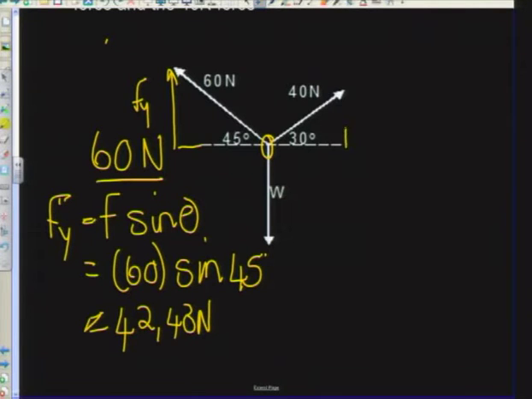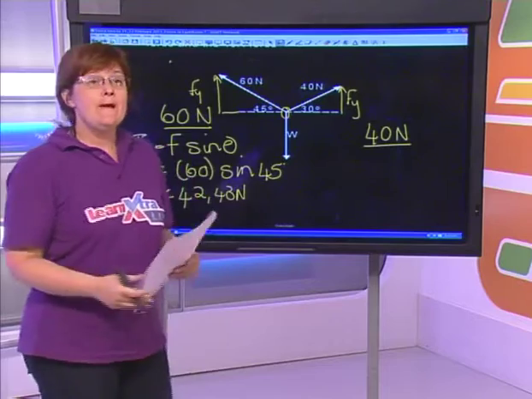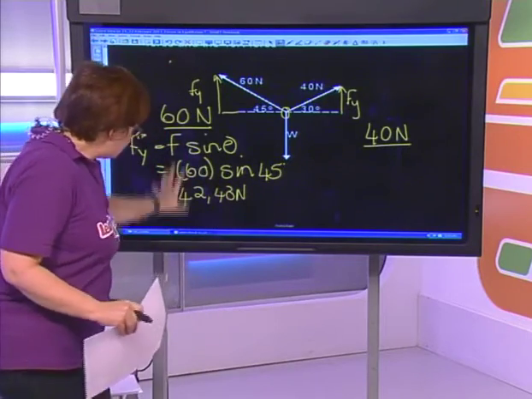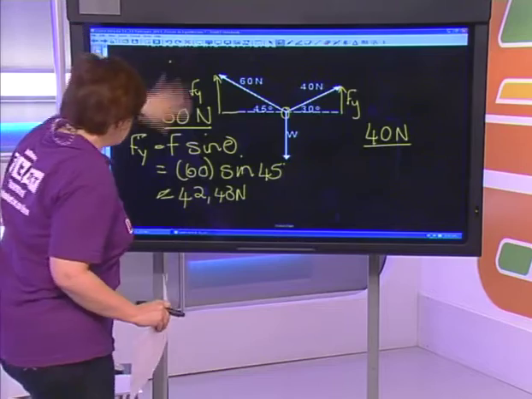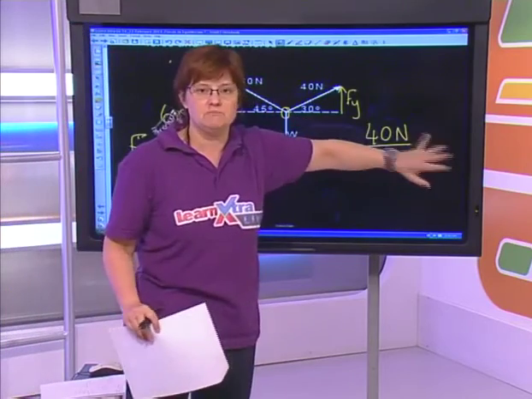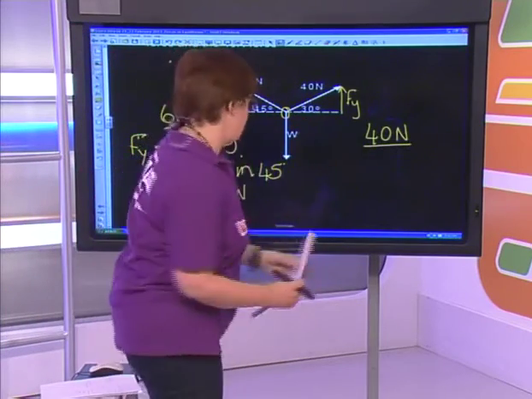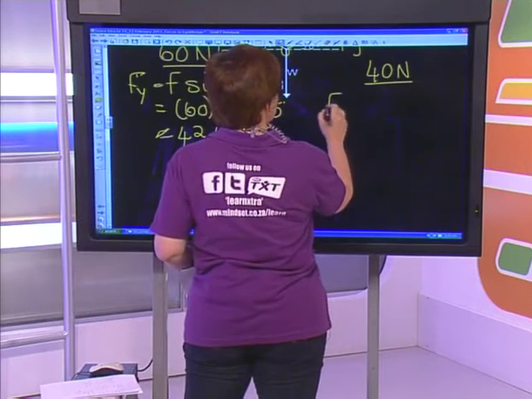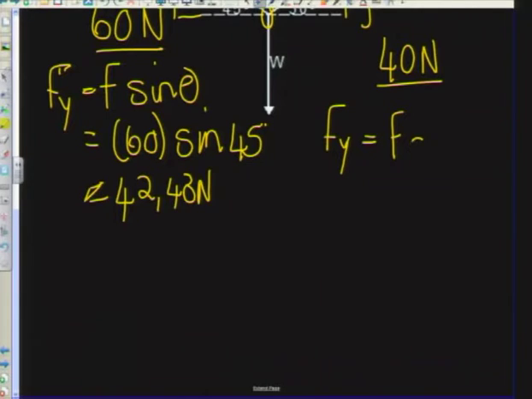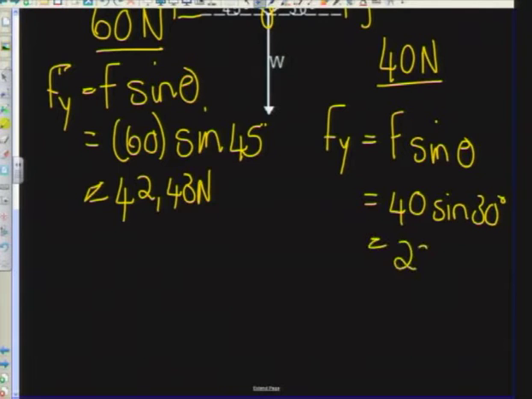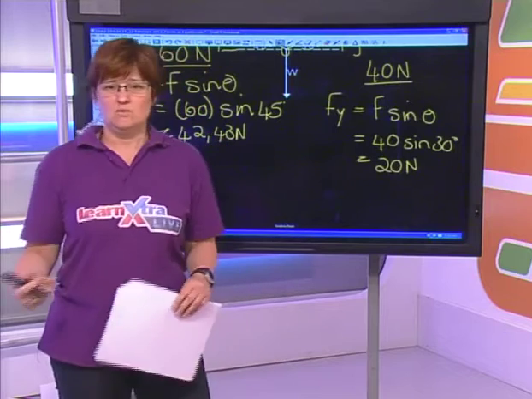They wanted me to do the same with the 40 newton. Now, I know I'm doing it on the board on 2 different halves, but grade 11s, when you lay this out, can you see I'm labeling it? I'm saying this is the 60 newton, this is the 40 newton. Make sure your teacher knows which one you're working with, okay? Same thing, Fy is going to be F sine theta. In this case, it was 40 newtons, and sine 30, we like it, it's a nice special angle, gives me 20.